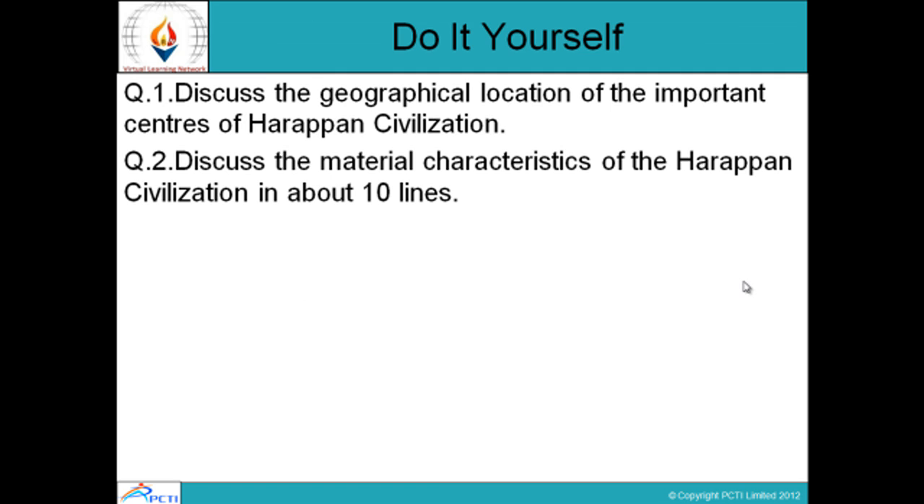These are some of the questions. You have to do it yourself. Question number 1, discuss the geographical location of the important centers of Harappan civilization. And question number 2, discuss the material characteristics of the Harappan civilization in about 10 lines.